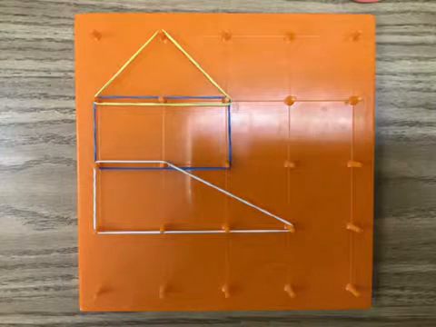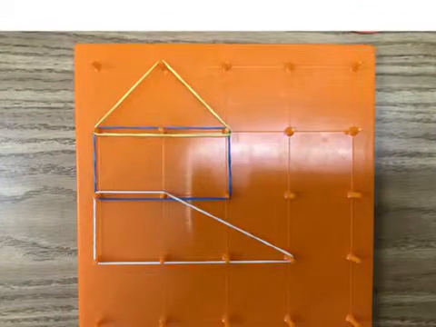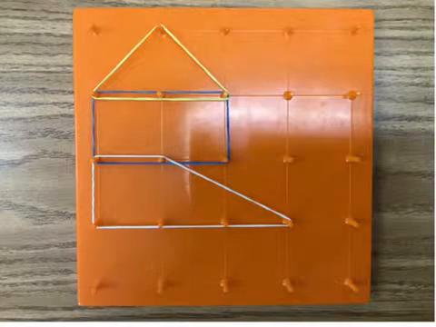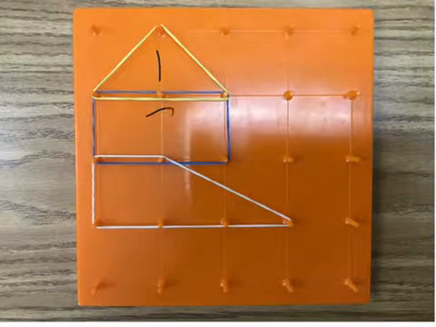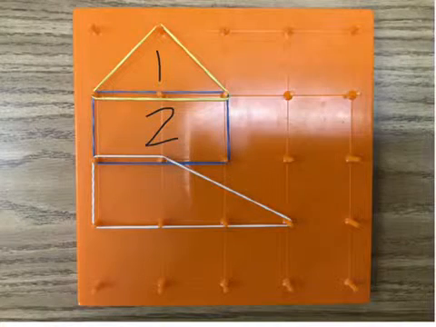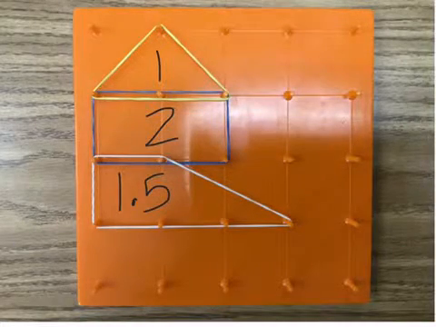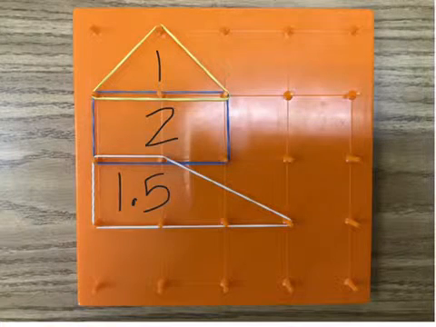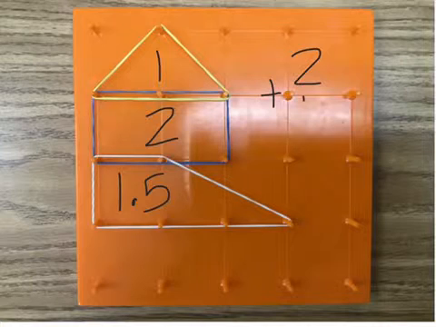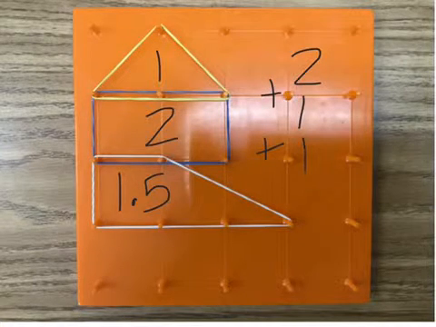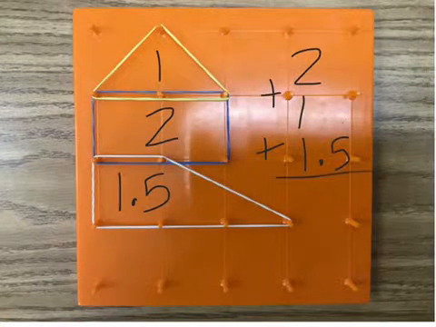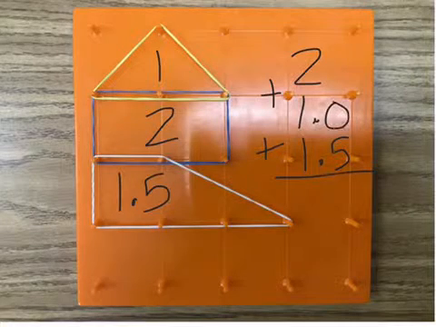So now I know that my triangle has an area of 1, my rectangle has an area of 2, and my trapezoid has an area of 1 and 1/2. So to find the area of the total combined complex shape, I want to add them up. 2 plus 1 plus 1 and 5/10. Now notice how I'm still lining up my decimals.